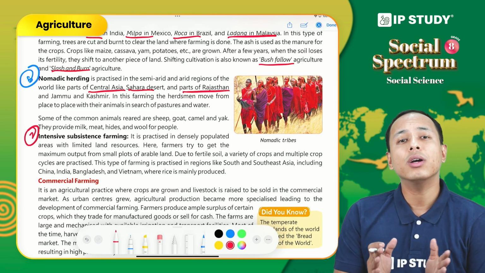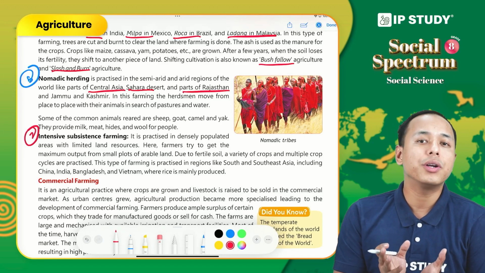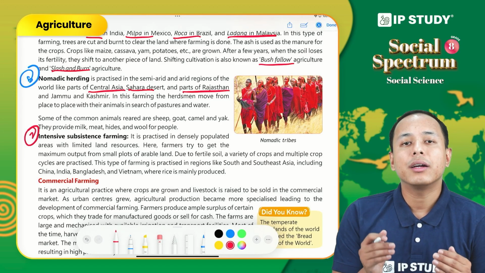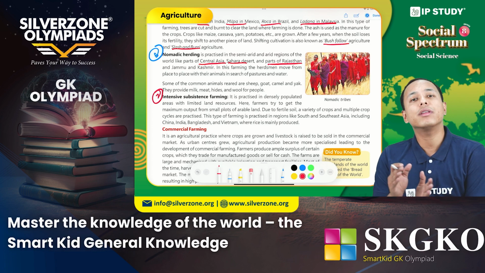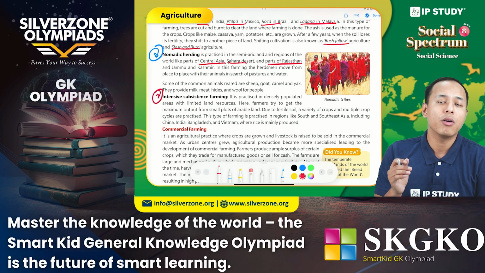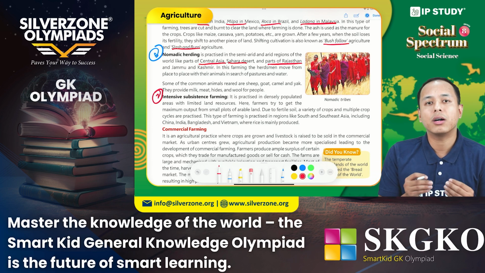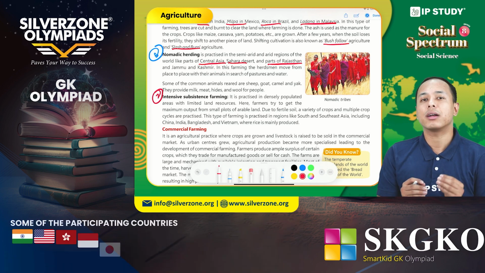So here what they do, the pastoral community or clan, they rear animals and they move from one place to another along with their animals in search of green pastures and water. And why do they herd or rear animals? Because they get many products from animals.